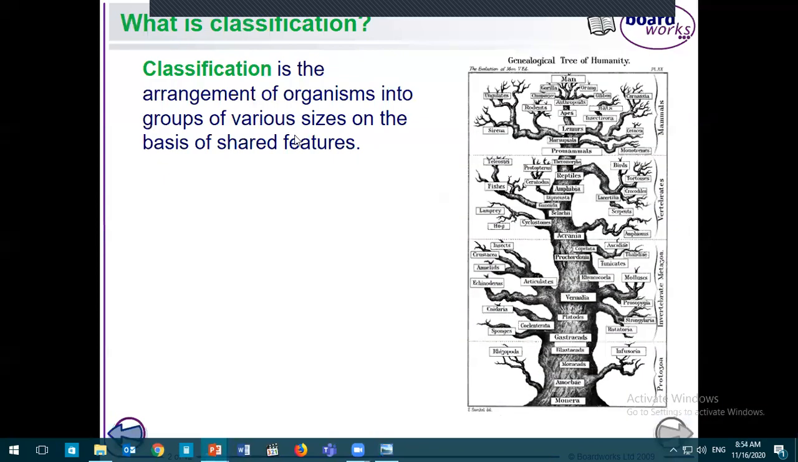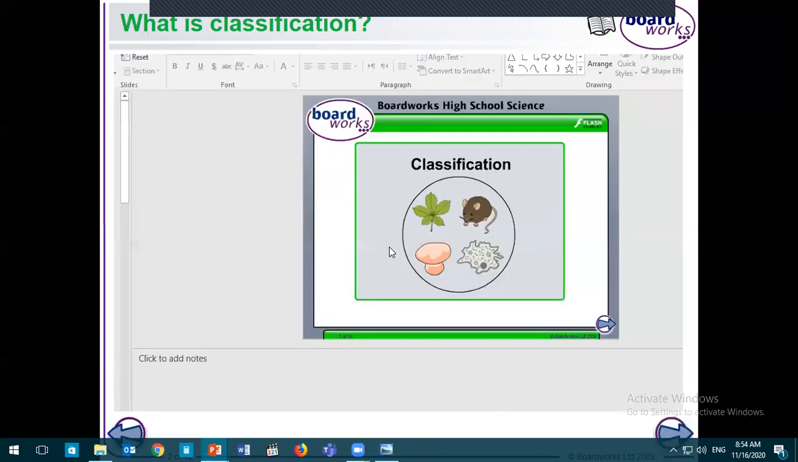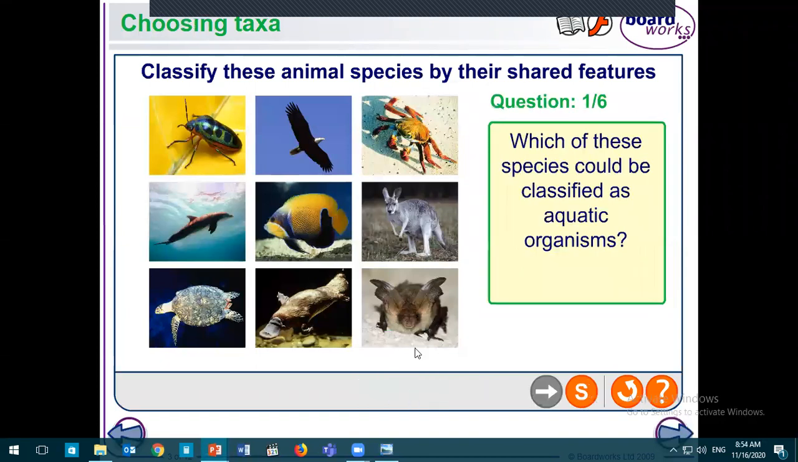Again, guys, classification means grouping similar things together. So, can you guys tell me which of these species could be classified as aquatic organisms, or organisms that live in the water? Dolphin, okay. The fish. The turtle. What else? The crab. Yes, this is right.